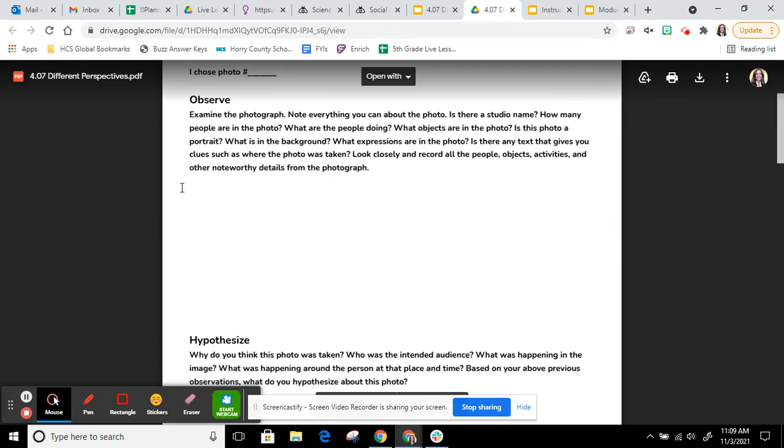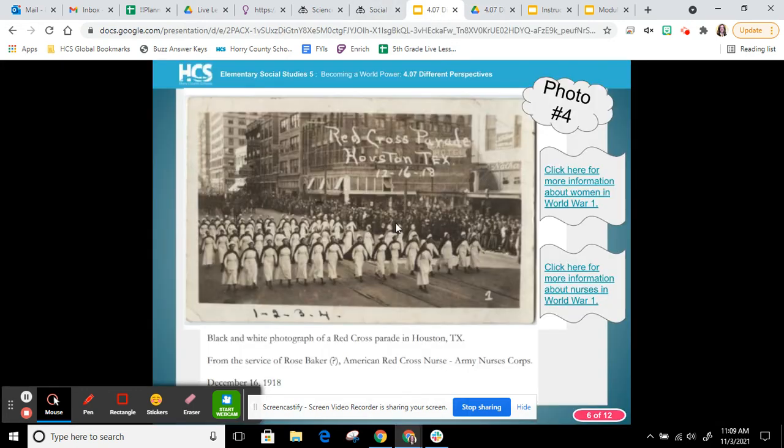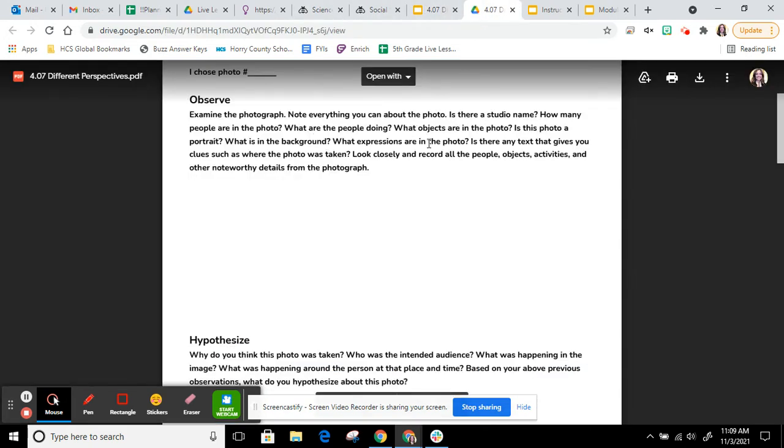So in this space right here, I would be looking at my picture and I would be writing down anything that I observe. And it has these guiding questions to help you. So I would look at these questions, and as I'm looking at the picture, I would be thinking about these questions and writing down my observations based on what these questions are asking.